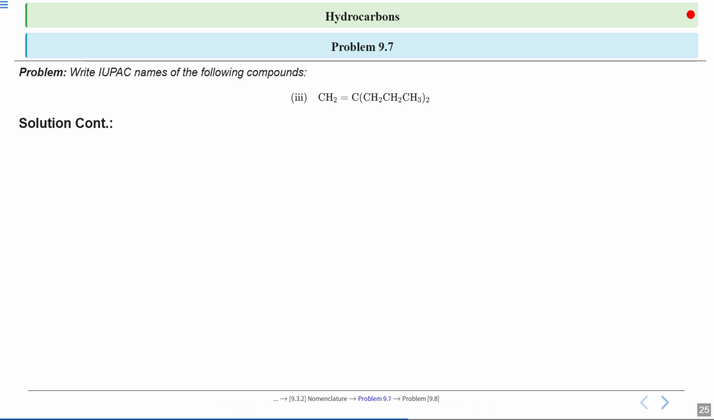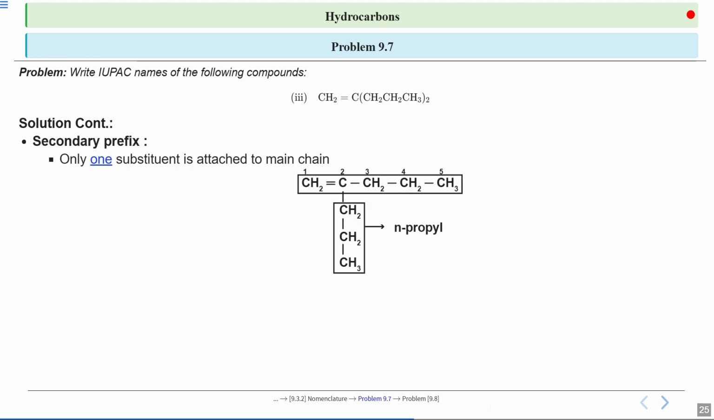Now next, we'll move on to the secondary prefix. What about the secondary prefix? For that you have to look at the substituent. You can clearly see that there is only one substituent attached to the main chain. What is its name? Its name is n-propyl, and this n-propyl is present at the second position. Therefore, the secondary prefix for the given compound is 2-n-propyl.